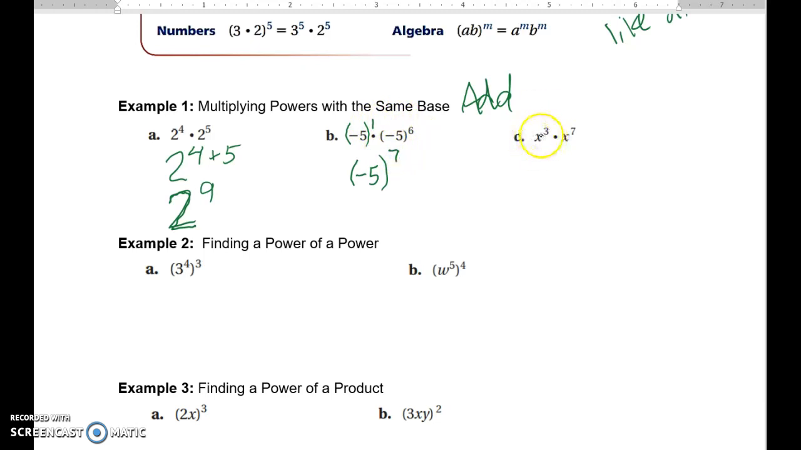Last one, we have variables. We don't freak out on variables. You have x to the 3rd times x to the 7th. You add those together, and that is simply x to the 10th. So that should be pretty straightforward for you.